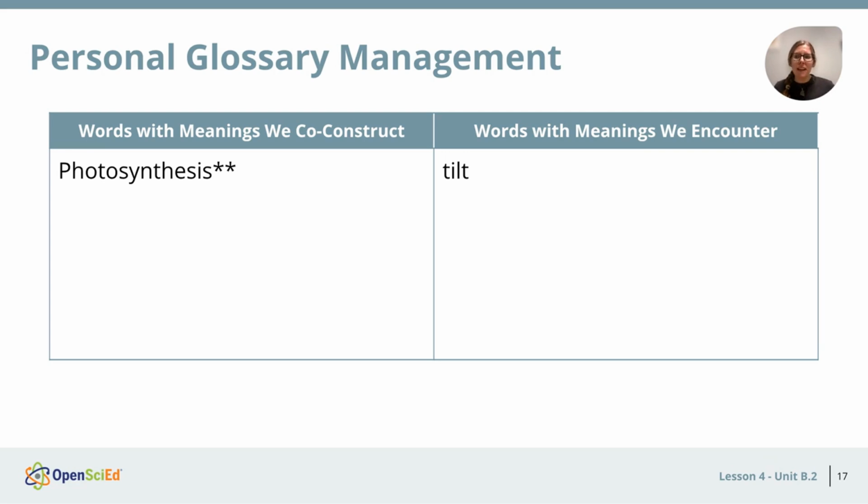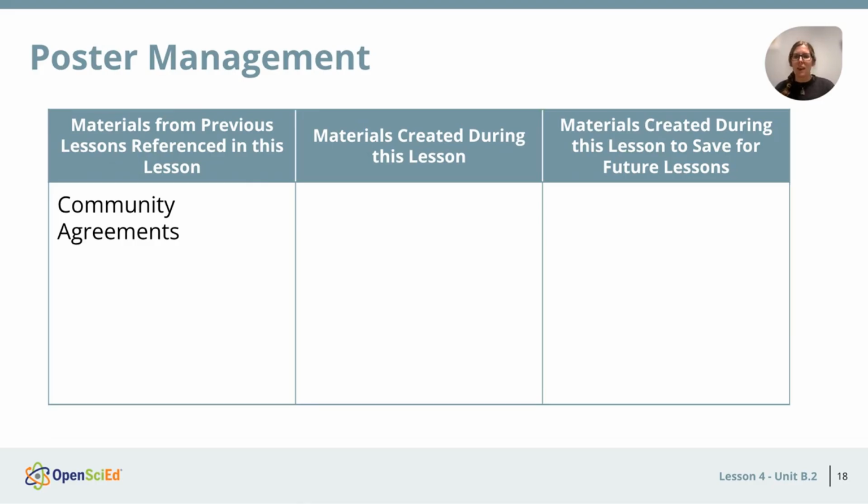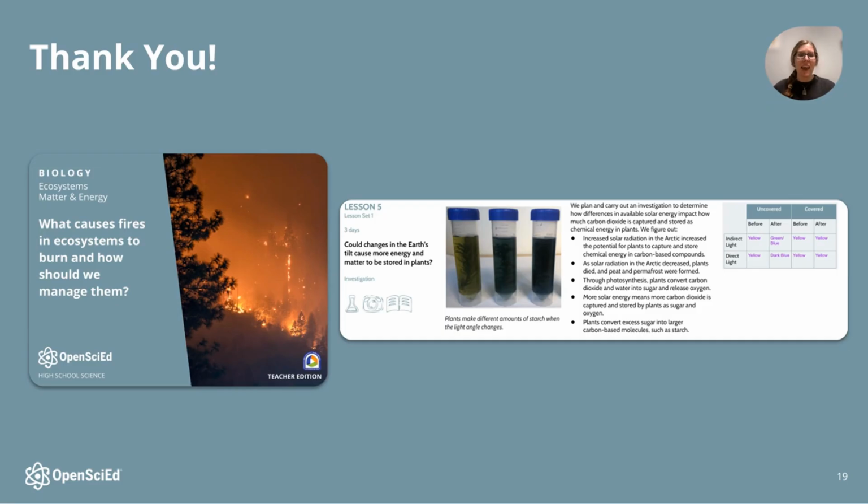So personal glossary management, we're going to co-construct the definition of photosynthesis, and we're going to encounter the word tilt. We're going to use the community agreement poster from previous lessons. And that is the end of lesson 4. Like I said at the beginning, this is a pretty quick lesson, but it really connects lesson 3 well to cellular respiration and photosynthesis and sets us up for that next investigation in lesson 5. I hope you have a great time with this lesson and you got this.